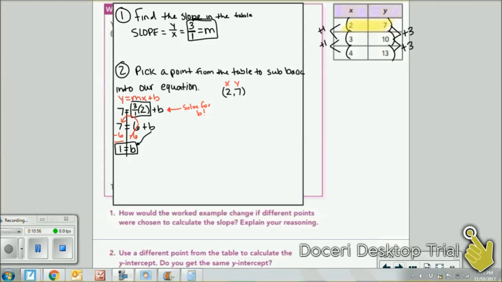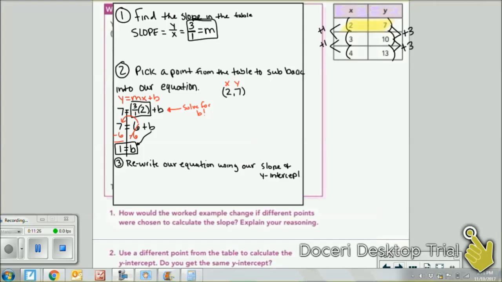We're ready for the last step. So our third step, okay? Our third step is we are going to rewrite our equation using our slope and y-intercept.